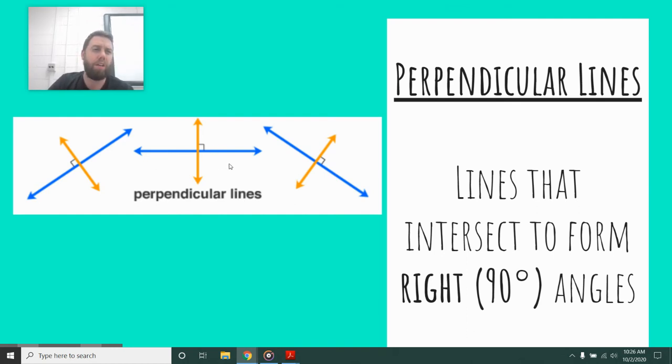When you think of perpendicular, think of, let's say, a wall and the floor. The wall and the floor are perpendicular.